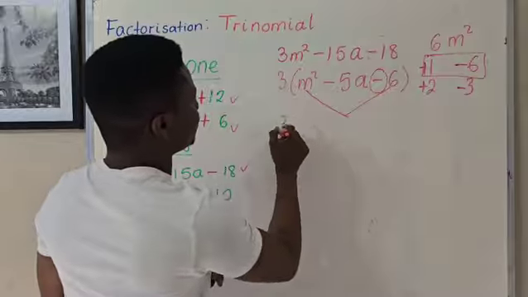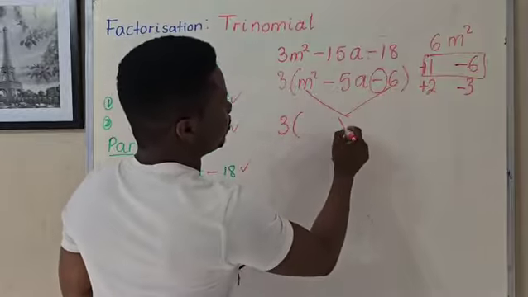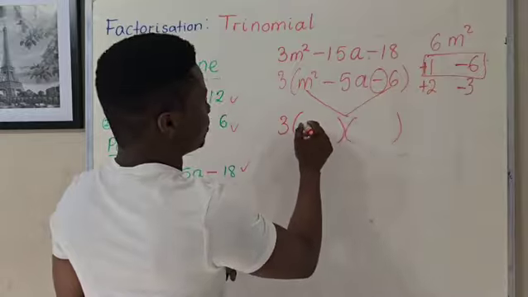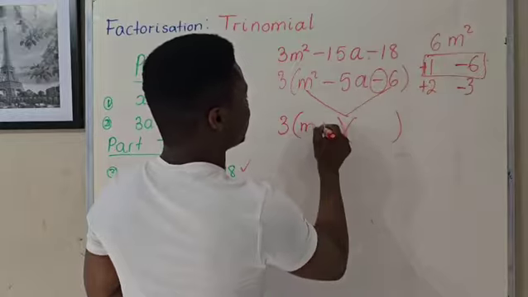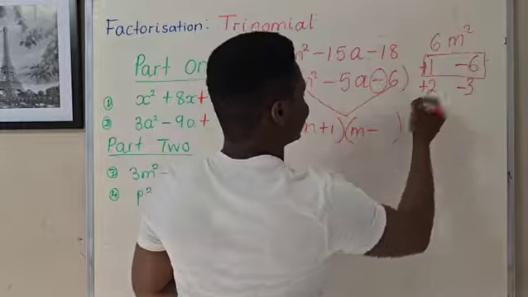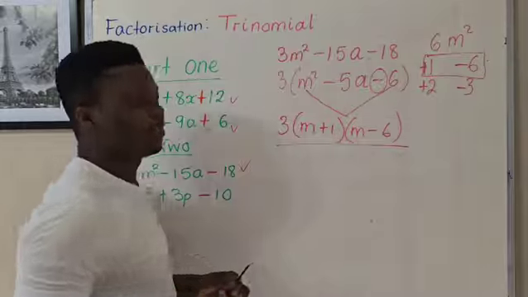So my highest common factor out was 3. Then I open my two brackets. So that's going to be m plus this 1, m minus the 6. And this is our final answer.